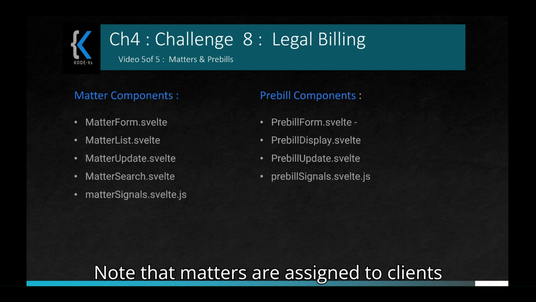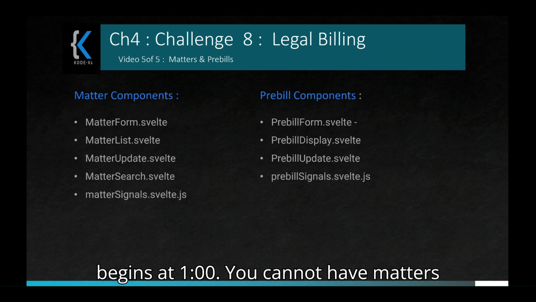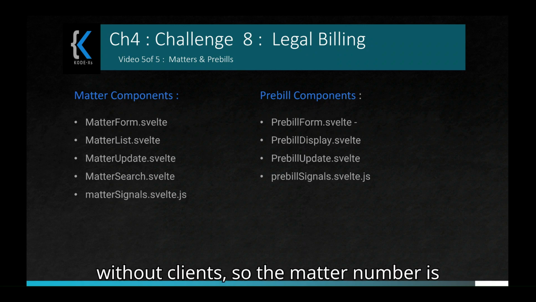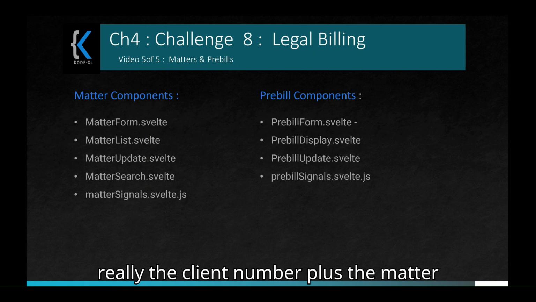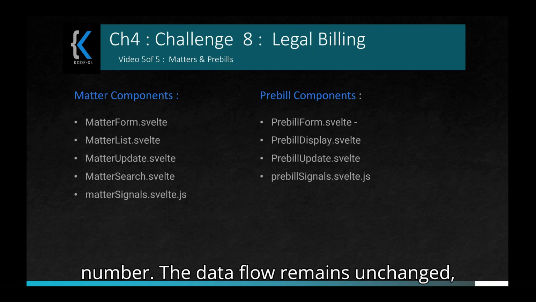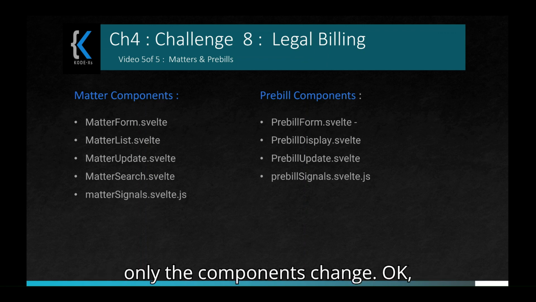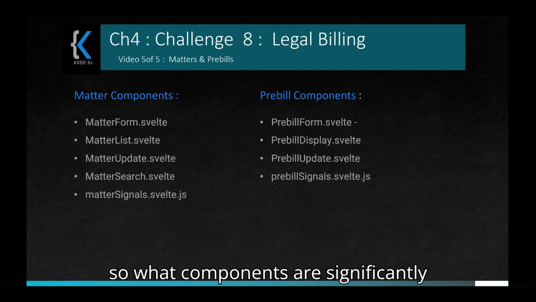Note that matters are assigned to clients and the matter number for each client begins at 1. You cannot have matters without clients, so the matter number is really the client number plus the matter number. The data flow remains unchanged, only the components change. Okay, so what components are significantly different?